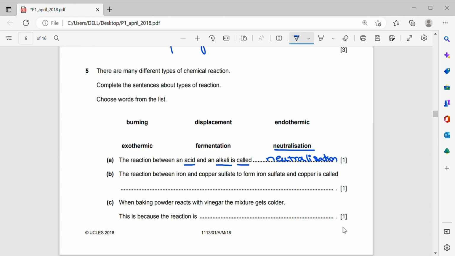The reaction between iron and copper sulfate to form iron sulfate and copper. So here iron reacts with copper sulfate to give iron sulfate. Here iron displaces the copper, so this is called displacement reaction. When baking powder reacts with vinegar, the mixture gets colder, so there is a change in temperature here and it gets colder. This is called endothermic reaction.